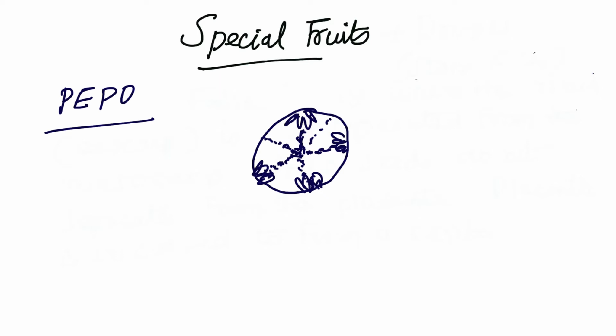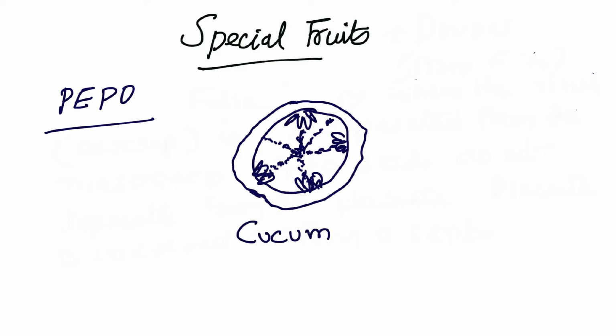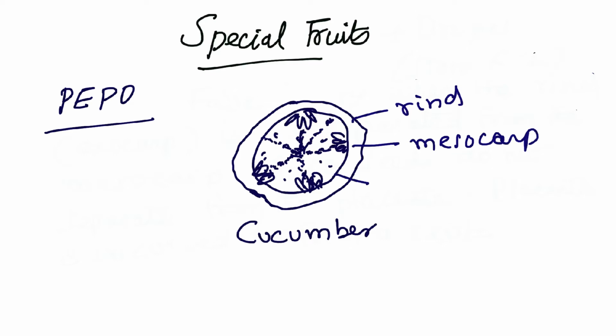So this is the feature when one looks at the inner portion of a typical Pepo. And of course we have the mesocarp along with the rind, which forms the outer part of the fruit. So the rind comes first, then we have the mesocarp going on. We have the inner endocarp, and of course there's the placental tissue.